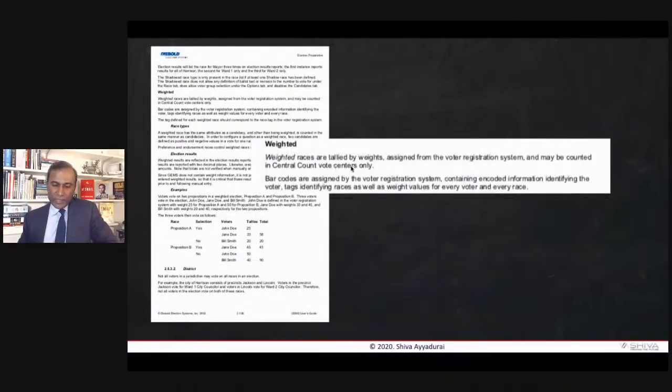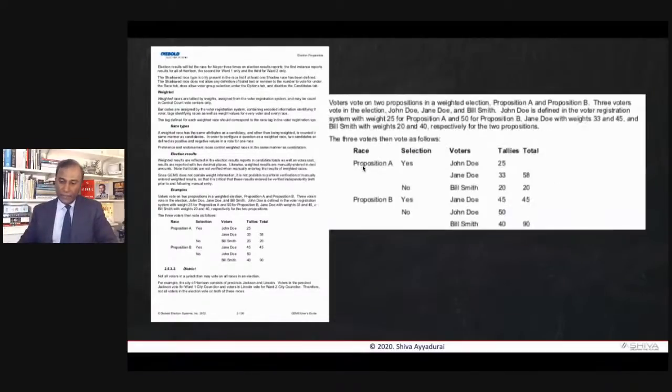And it says weighted races are tallied by weights assigned from the voter registration system and may be counted in the central count vote centers only. They give an example here. Let's say John Doe gets 25 points for his vote. They're using whole numbers. And Jane Doe gets 33. So if they vote yes, it's not 1 and 1. John gets 25 votes, Jane gets 33, so it's 58 votes. And let's say Bill voted no, he only got a weight of 20. So it's 58 to 20. Same thing with a different proposition.